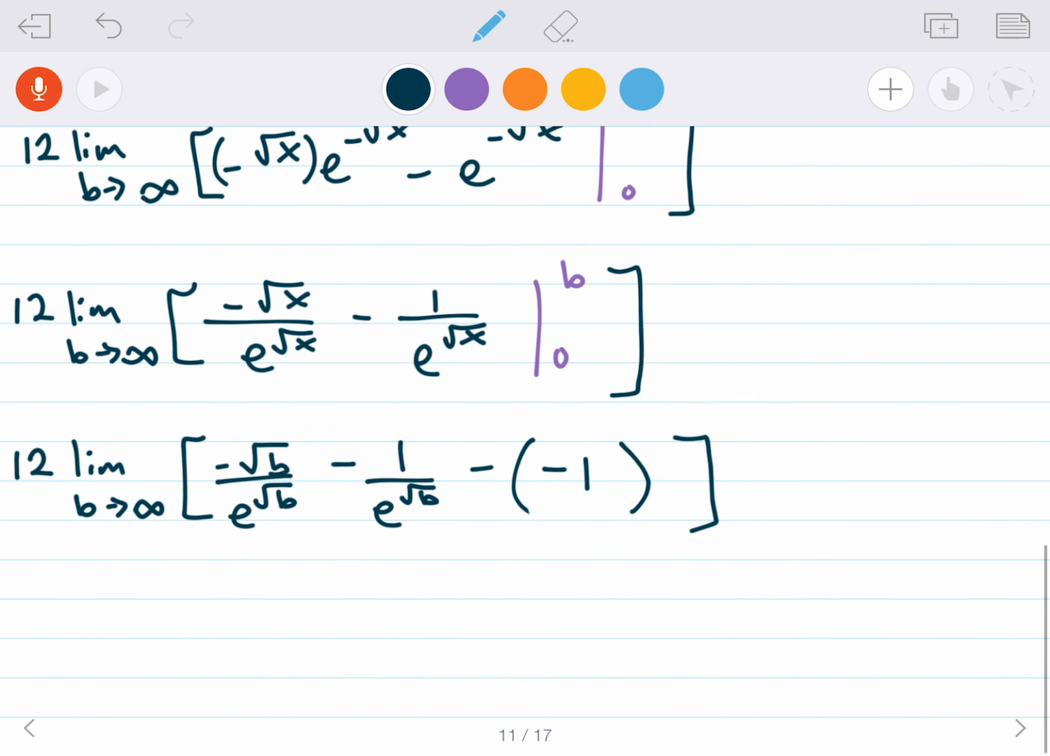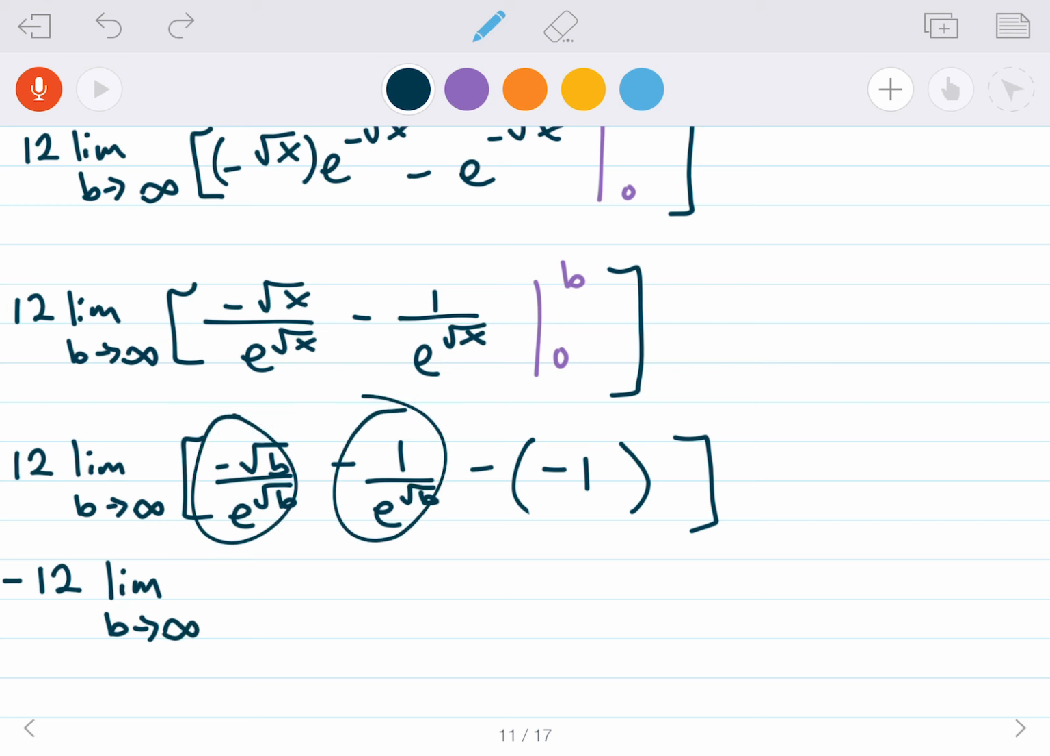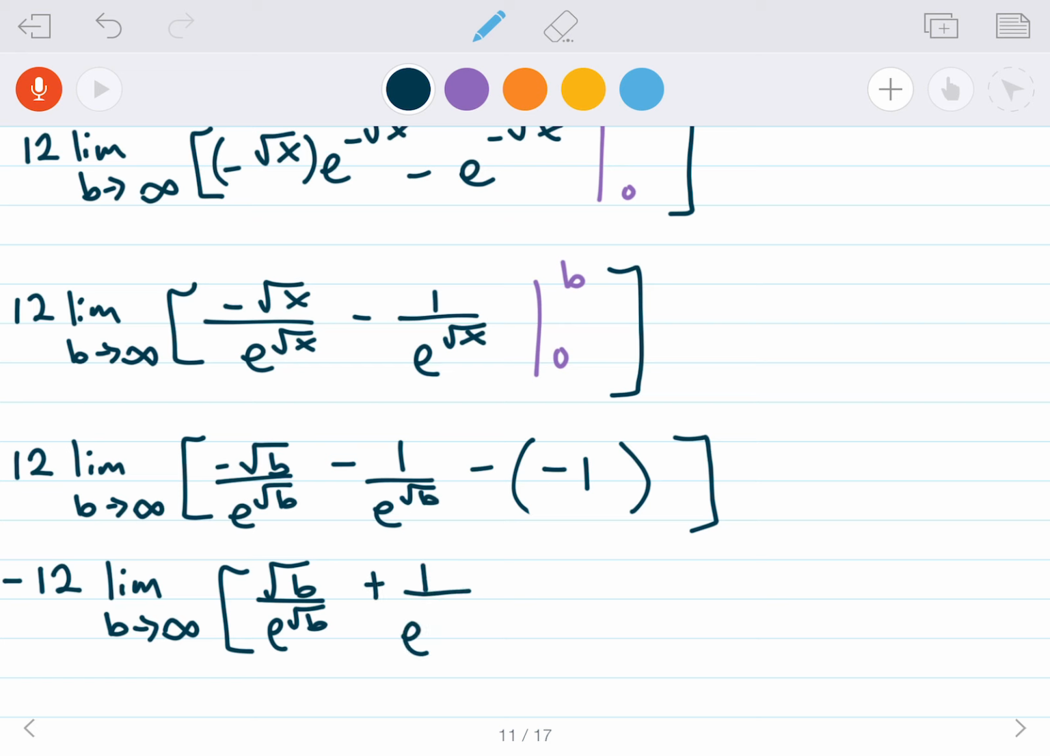Now what I'm going to do is factor out a negative sign and bring it all the way to the front using properties of limits. When I do that, I'm taking a negative sign out of everybody. So I get root b over e to the root b, plus 1 over e to the root b. This actually becomes a positive. Let's write that up here. If I take a negative away from it, I have to replace that with a negative.